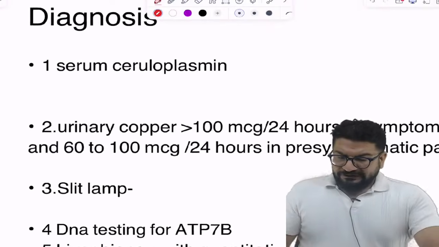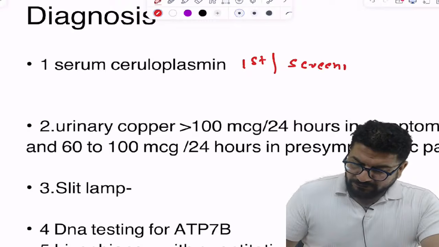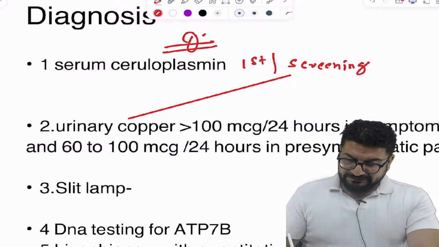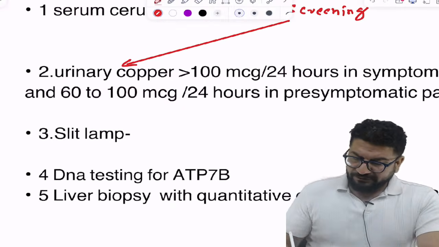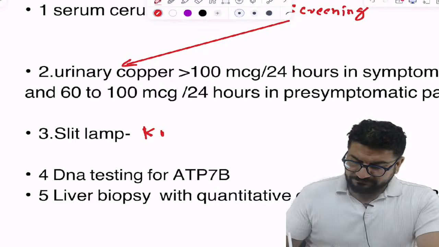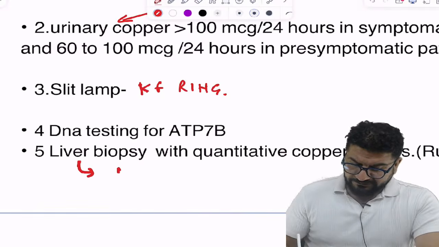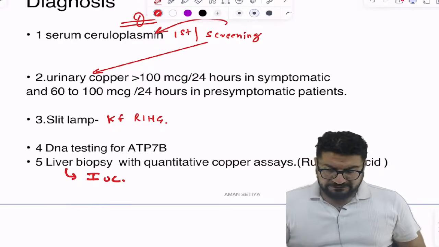Okay, they ask you what is the initial test. So first test, or I can say for screening, what we do: ceruloplasmin. स्क्रीनिंग के लिए आप ये भी कर सकते हो, यूरिनरी कॉपर भी कर सकते हो, बट बेस्ट फॉर स्क्रीनिंग विल बी सर्लोप्लास्मिन. इन स्लिट लैम्प व्हाट यू विल फाइंड केएफ रिंग. बट व्हाट इज इन्वेस्टिगेशन ऑफ चॉइस? इन्वेस्टिगेशन ऑफ चॉइस विल बी लीवर बायोप्सी. सो दीज आर क्वेश्चन बेस्ड ऑन डायग्नोसिस ऑफ विल्सन डिसीज.